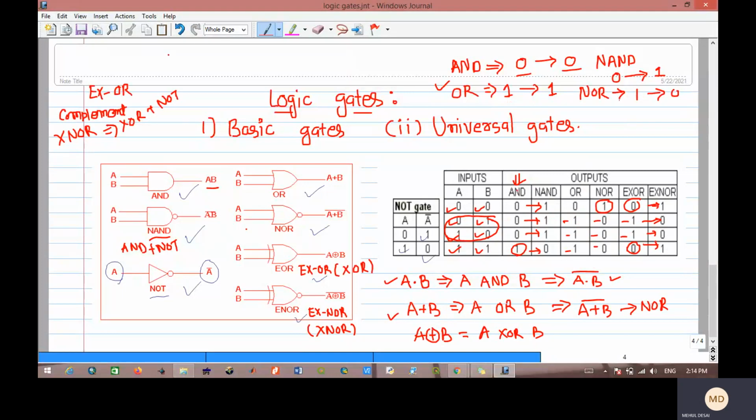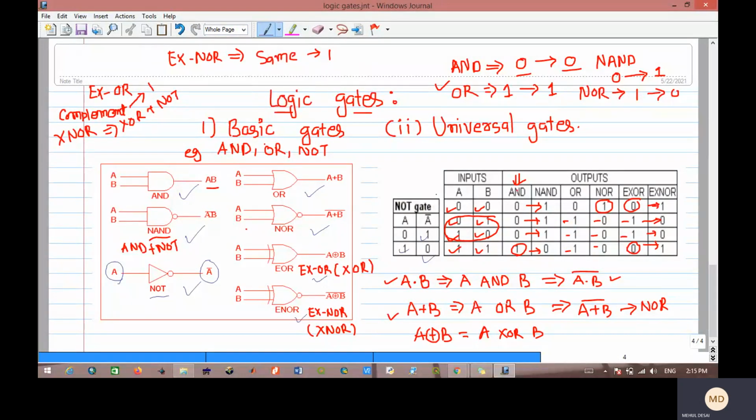So what is the definition of the XNOR gate? If both inputs are the same, then the output is 1. In the XNOR gate, if both inputs are the same, then the output is 1. So this is the complete logic expression of the basic gates. The main basic gates are 3 types: AND, OR and NOT. These are called the basic gates. Among all these 7 gates, AND, OR and NOT are called the basic gates.